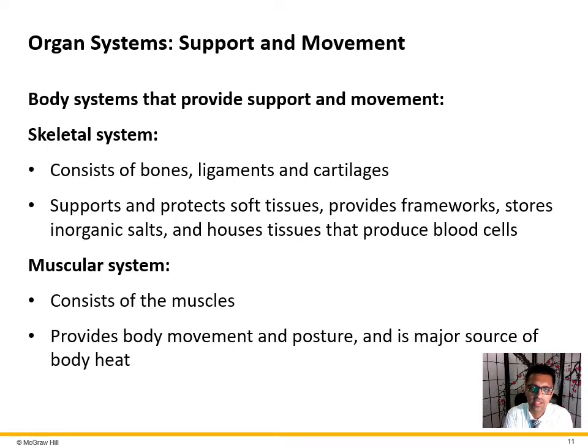Body systems that provide support and movement. We've got the skeletal system. We're going to spend a lot of time in this class on the skeletal system, bones, ligaments, and cartilages. Now, real quick, the difference between tendons and ligaments. So ligaments connect bone to bone, and tendons will connect muscle to bone. Fascia connects muscle to muscle, so that way you know the difference between a tendon, ligament, and fascia. The skeletal system supports and protects soft tissues, includes framework, stores inorganic salts, and houses tissues that produce blood cells. So the skeletal system is very important.